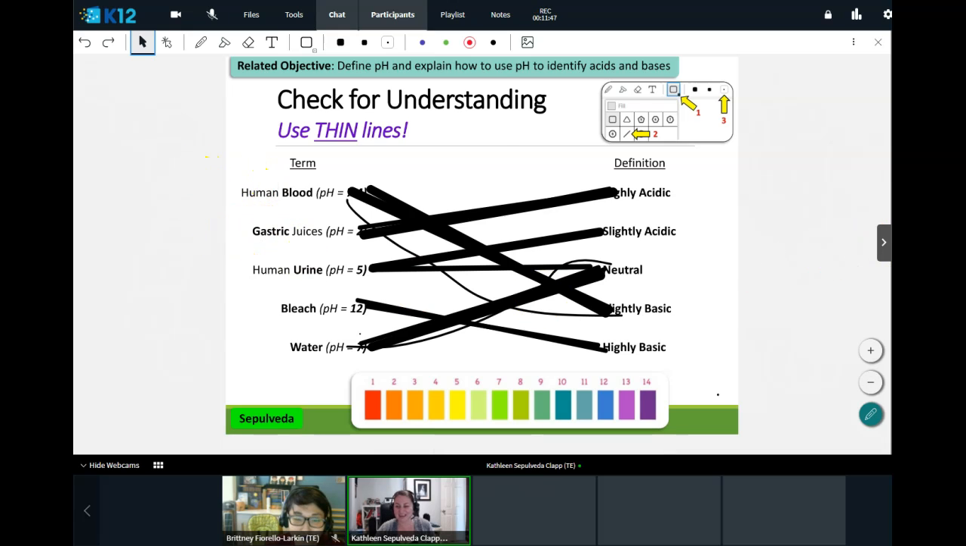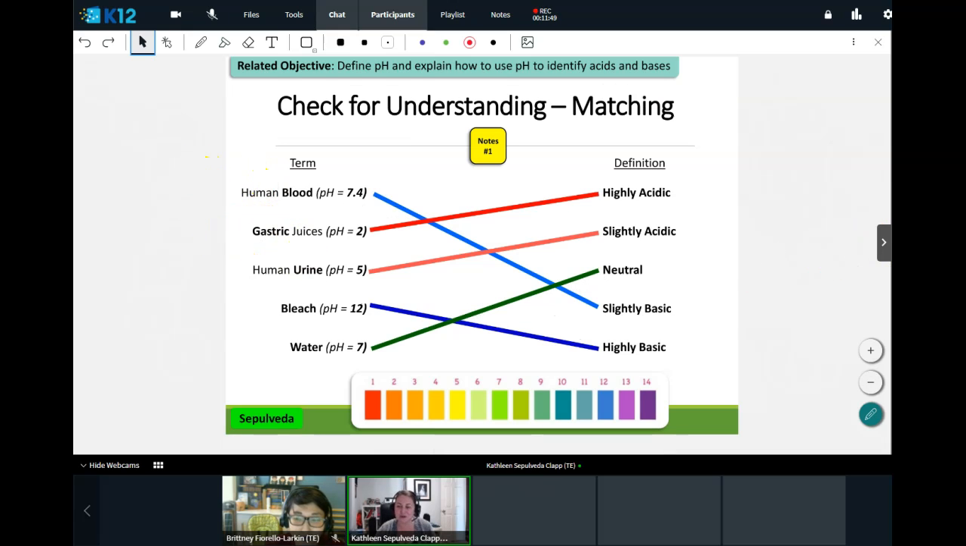All right, let's go ahead and take a look at this. Make sure we go through it. This is going to be the answers to number one. So human blood has a pH of 7.4. So that is going to be slightly basic, right around here.